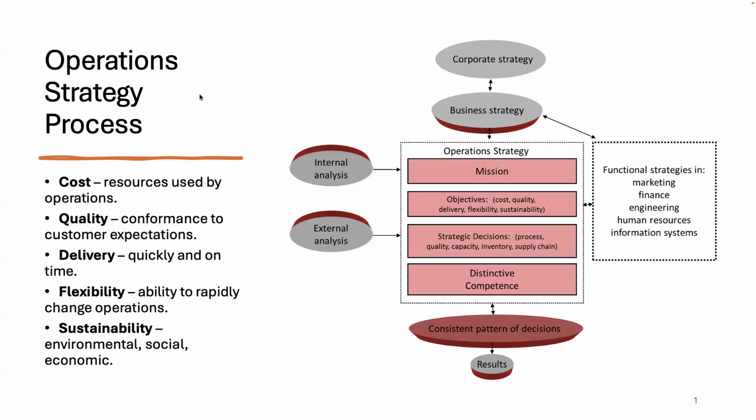Now let's start by looking at this overall strategy structure shown here. In this chart, at the very top is corporate strategy. This level is usually long-term and relatively abstract. For example, a firm might aim to become a global leader in a particular product or service. Based on that, companies develop business strategies.